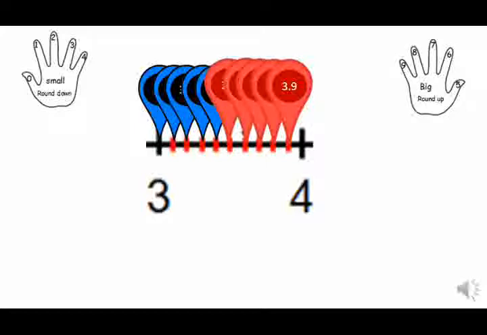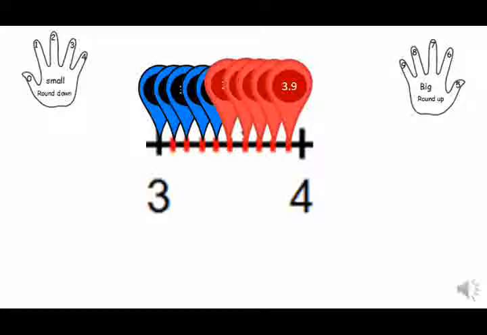If we have 3.0, for example, it is close to 3, so we round down to 3. 3.1, closer to 3, so we round down to 3. 3.2, also we round down. 3.3, we round down. 3.4, also closer to 3, so we round down.